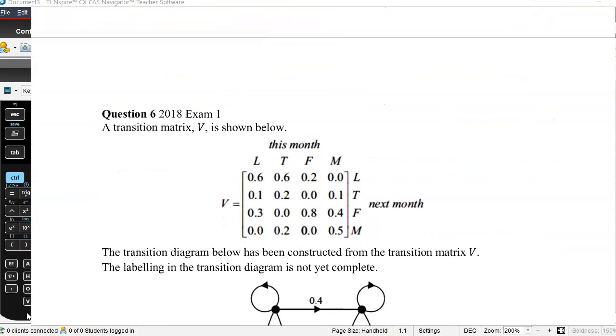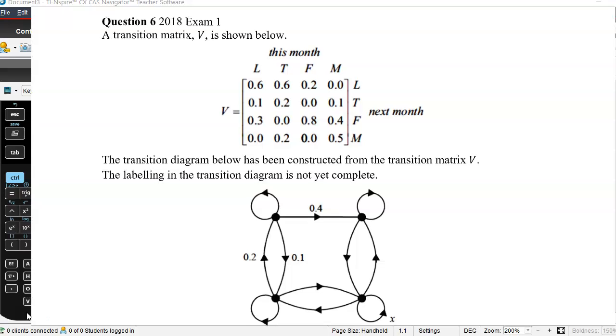Alrighty. So let's look at an exam question. This is from the 2018 exam 1, question 6. Middle to hard grading of the question. A transition matrix V is shown below. So V, this month, next month. So this month, where they've started at, where they will go to next month. And we've got all our percentages here.